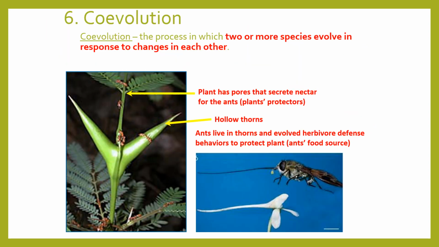Coevolution. This is the process in which two or more species evolve in response to changes in each other. So the plant has pores that secrete nectar for the ants, and then the ants live in these hollow thorns and evolved herbivore defense behaviors to protect the plants. So again, working in tandem with each other.